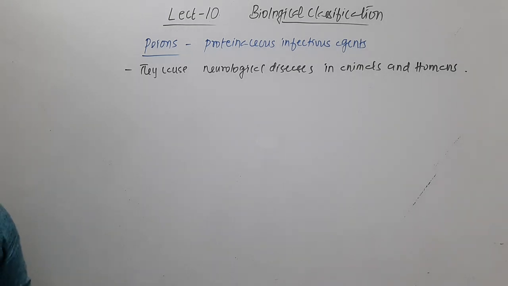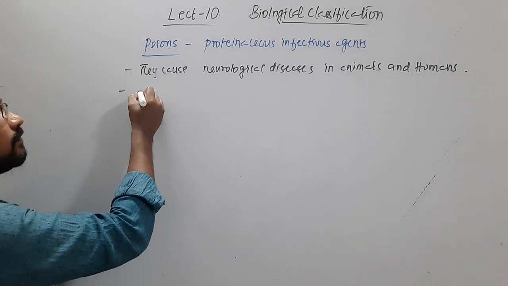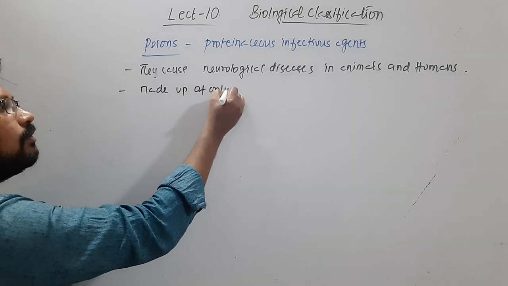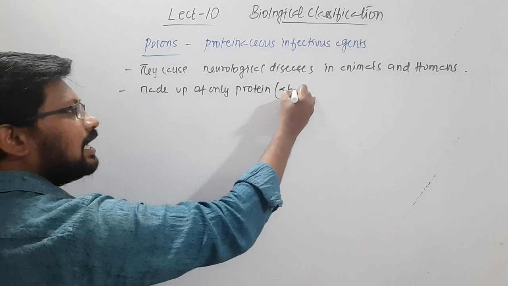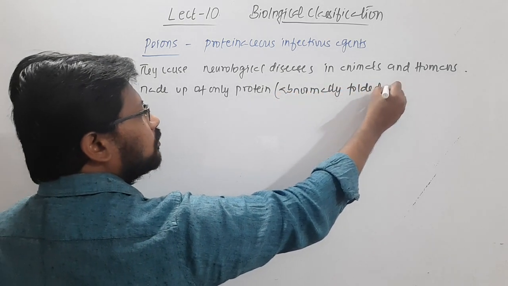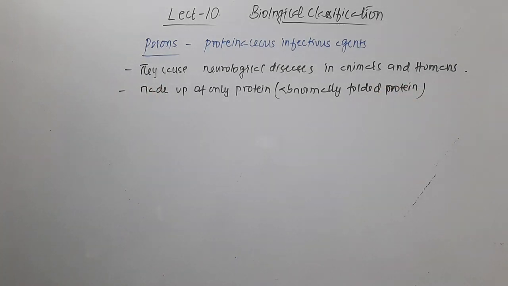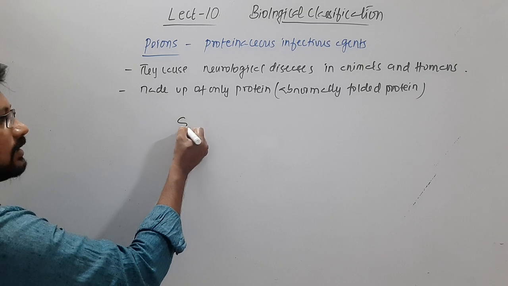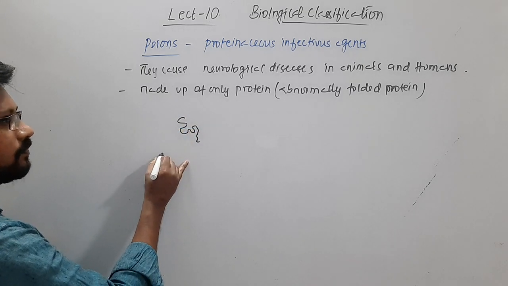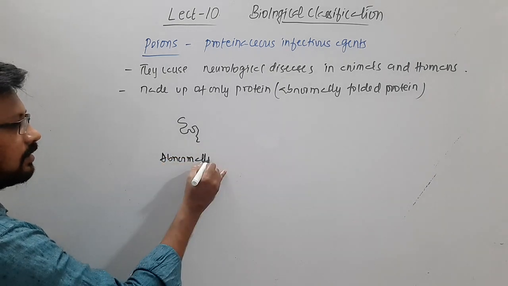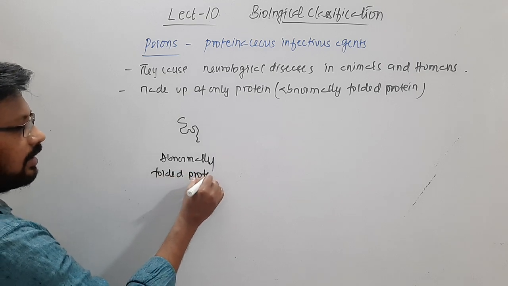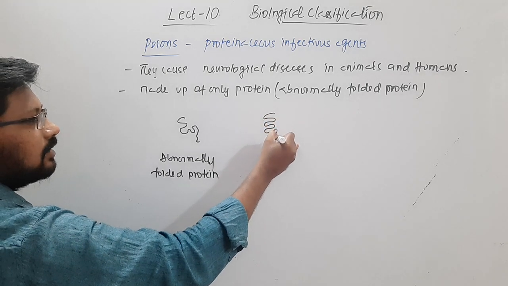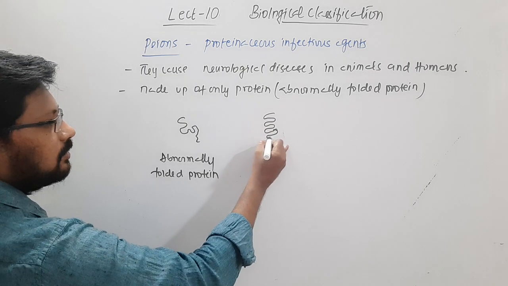Here these prions are actually made up of only protein, and that too an abnormally folded protein. A functional or normal protein will have a particular way of folding, whereas in the case of prions it is abnormally folded. Let's say here this is an abnormally folded protein, and here this is a normal folded protein.